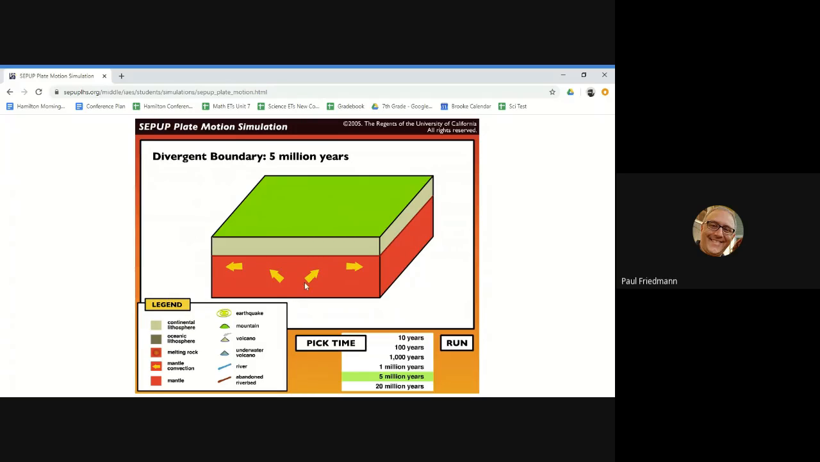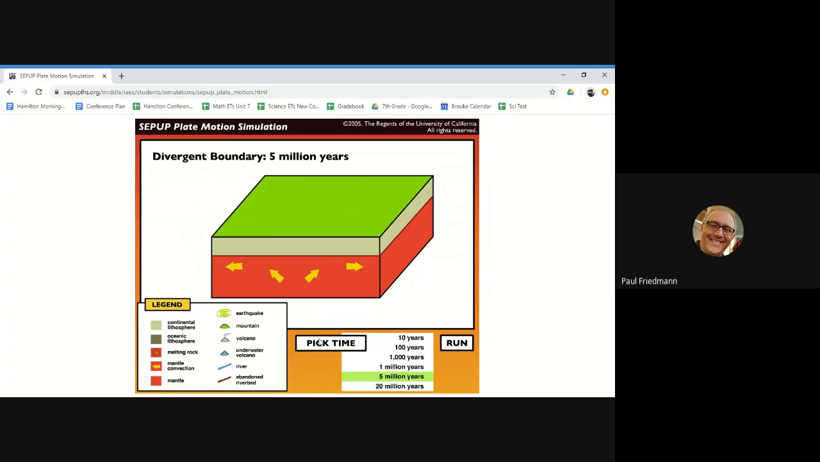The first type of plate motion we're going to talk about is something called divergent. To diverge means to move apart. So when we think about divergent plates, the plates are moving away from each other. As you watch this model, you should watch to see how convection in the mantle is pushing the crust in two directions away from each other.